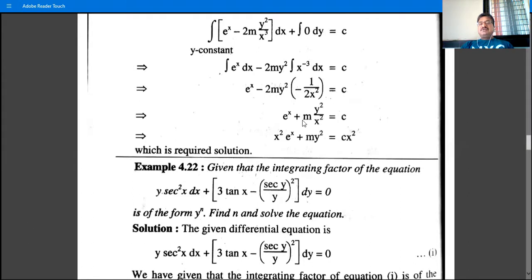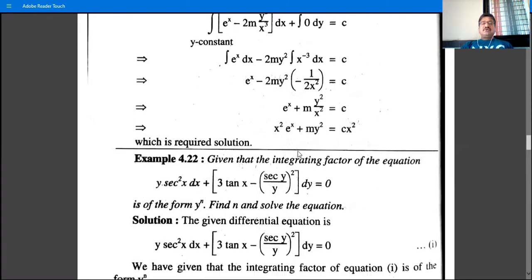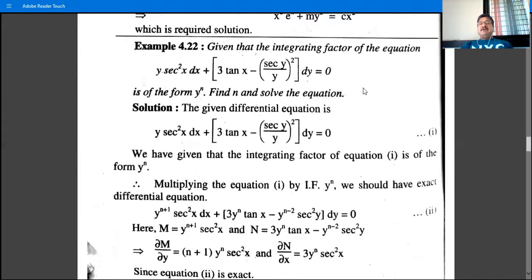And then we have this answer, that is, minus minus become plus e raised to x, 2m, 2 get cancelled, m y square by x square is equal to constant, or we can multiply throughout by x square. So we have this answer, which is the general solution of the given differential equation. Now, given that the integrating factor of this equation is of the form y raised to n, find n and solve the equation.